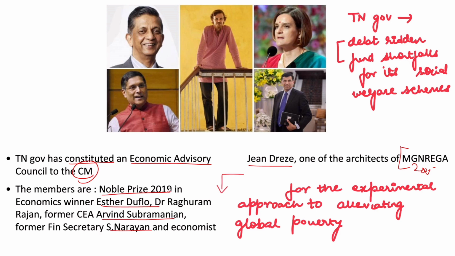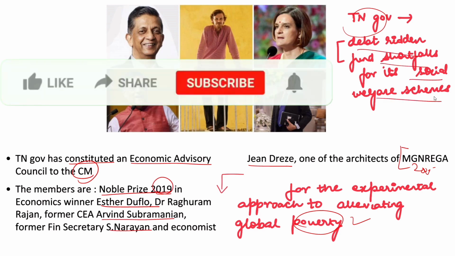One must also recall that Esther Duflo won the Nobel Prize in Economics in 2019 for the experimental approach to alleviate global poverty. The Tamil Nadu government has appointed the Economic Advisory Council to the Chief Minister because they are currently debt-ridden and short on funds for their social welfare schemes.